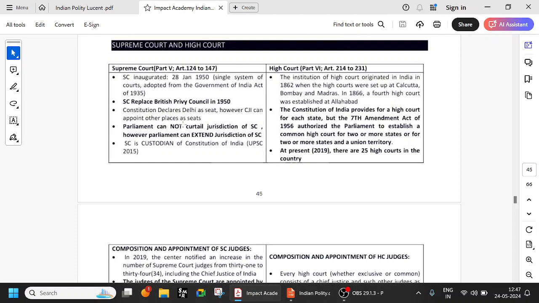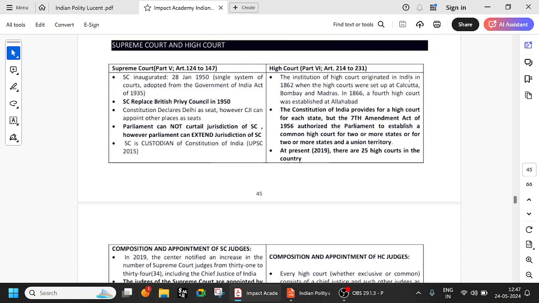Parliament cannot curtail the jurisdiction of the Supreme Court. However, Parliament can extend the jurisdiction of the Supreme Court. So it cannot curtail the jurisdiction. So Parliament cannot say that from tomorrow Supreme Court will not have any powers in Andhra Pradesh. No, it is not possible. But Parliament can extend the jurisdiction. Supreme Court is the custodian of the Constitution of India. Very, very important. The final interpreter of the Constitution and all that is the Supreme Court.